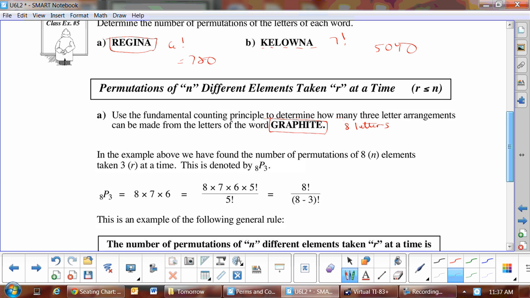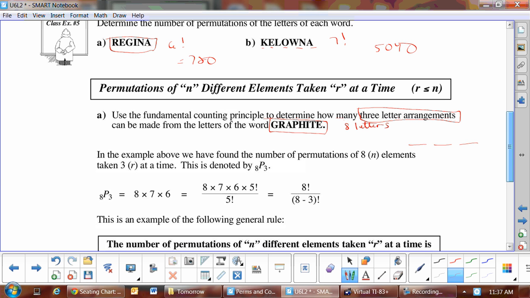It says how many different 3-letter arrangements can be made. Okay? So I have 8 letters. Now first of all, I am picking 3 of them. So this is how I would go.